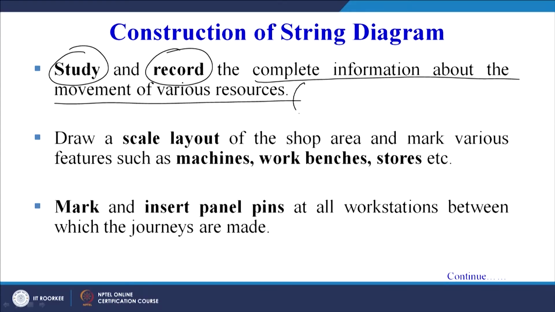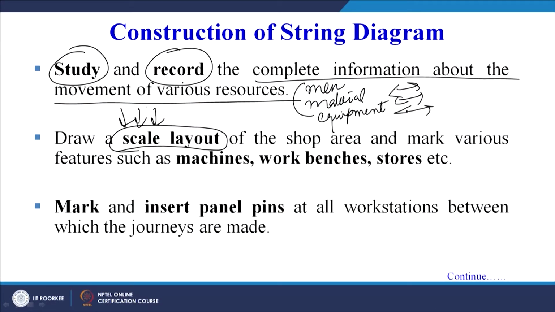First is to study and record the complete information. The first thing is we must understand how the work is being done. So study and record the complete information about the movement of various resources. What are the resources? The resources can be men, material, or equipment. So we have to see the movements of all these three resources, how they are moving in the shop area or on the shop floor.